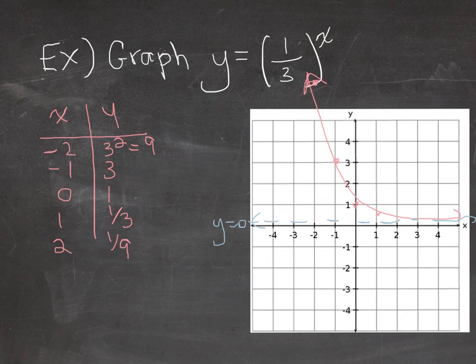So when my a value is between 0 and 1, my exponential function is decreasing, and in the other one that I saw, where my a value was greater than 1, I have an exponential function which is increasing. Okay, so let's just write that as a quick review.